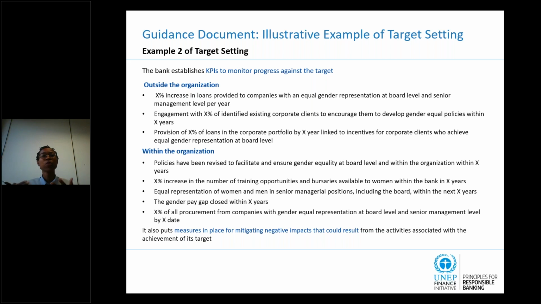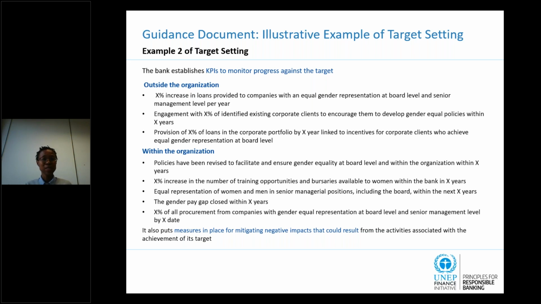in X years. So we provide training opportunities in order to upskill so that we can move women into these positions, so creating a pipeline. The next is equal representation of women and men in senior managerial positions, including at the board level, within X number of years, and to close the gender pay gap within a certain number of years, and then X% of all procurement from companies with gender equal representation at the board level and senior management level within X number of years or by X date.